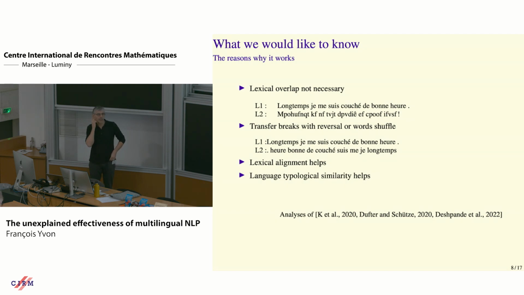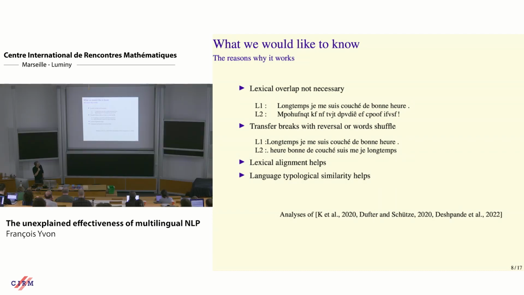We know that lexical alignment helps. If we have a way to relate words in various languages, that will also help to get good representation. And we know that language typological similarity helps, so languages that are known to be related historically are also likely to be close in these embedding spaces. So these are the reasons that have been identified that may explain why multilingual NLP is so successful, but it's not the end of the story, of course.